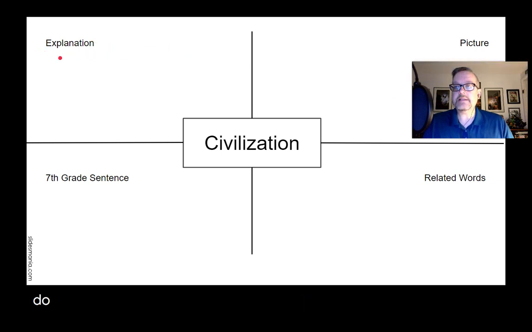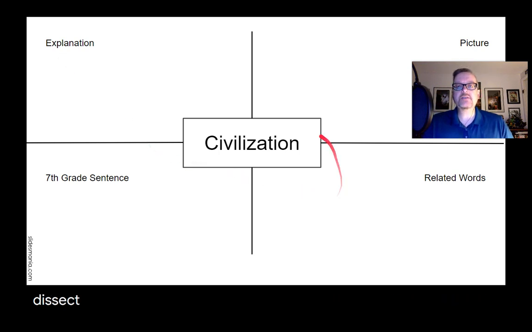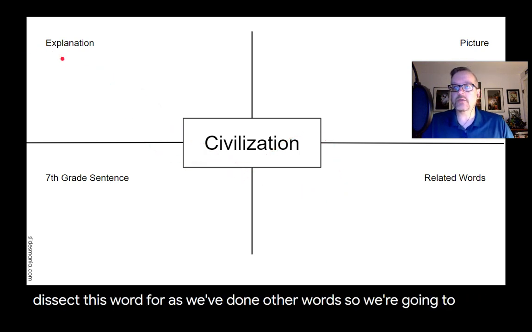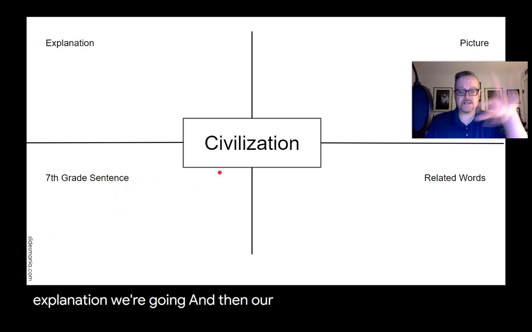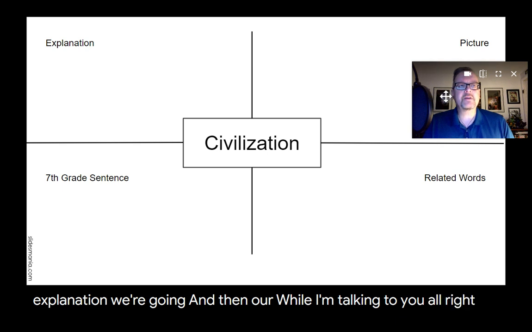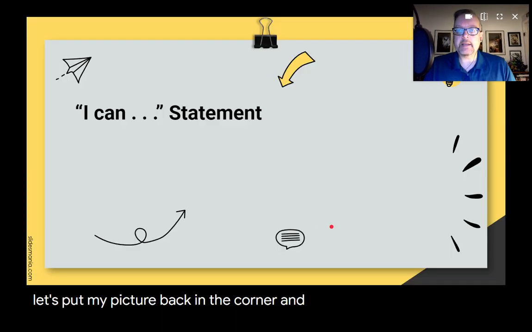We are going to do the same four characteristics, the same four qualities that we're going to dissect this word for, as we've done with other words. So we're going to do explanation, we're going to draw a picture, we're going to have related words, and then our seventh grade sentence. All right, so let's put my picture back in the corner and begin.